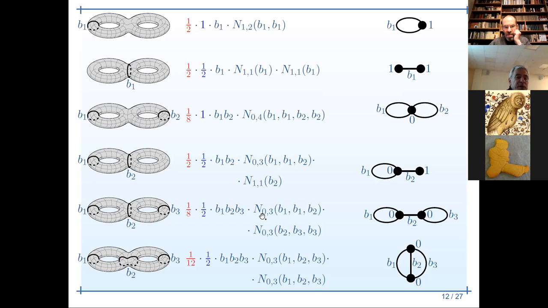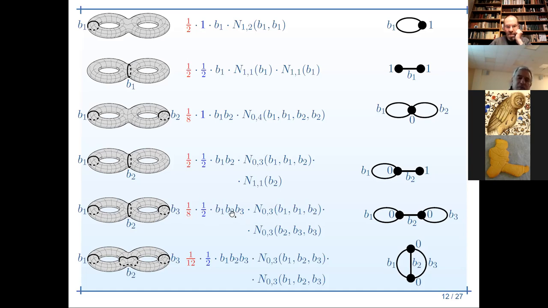So I have to use polynomial N03. And the lengths of the boundary components are B2 and the other two are B1 and B1 because I made a cut here. So I have to use this polynomial. And for the second part, I also have to use polynomial N03 because this is a sphere of genus zero with three boundary components of length B2, B3, B3. And I also have to multiply by this B1, B2, B3, which is responsible for twists.